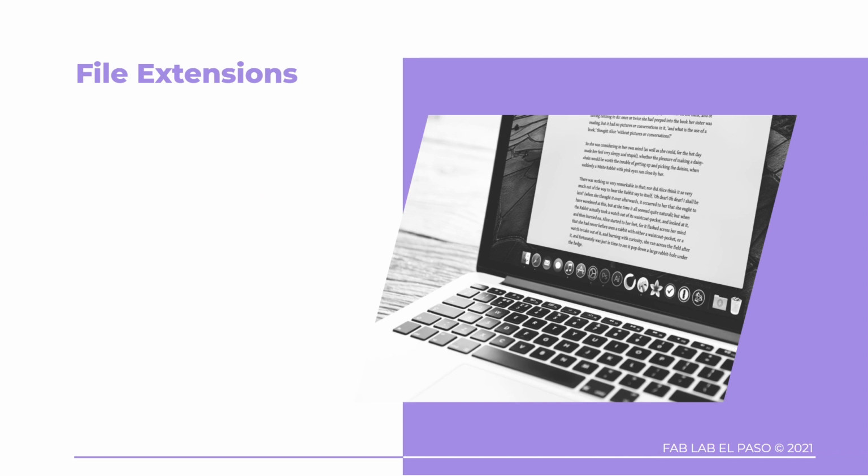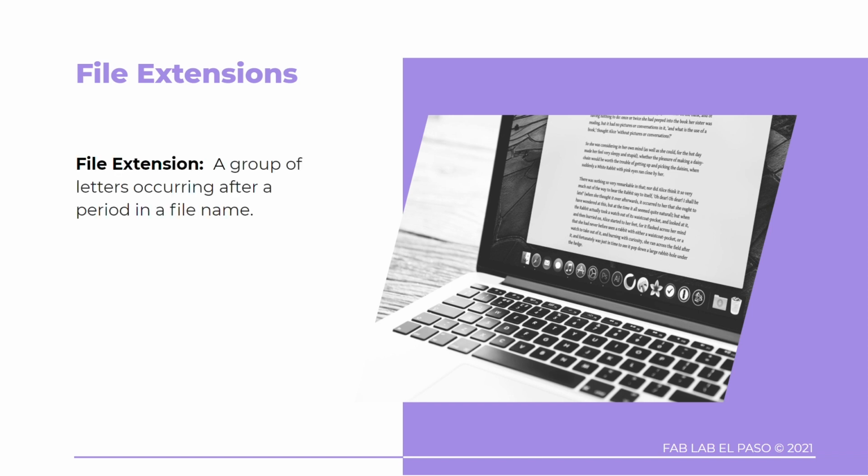Now that we have talked about digital files, we mentioned that all files must have a file name in addition to a file extension. So, what is a file extension? Well, a file extension is a group of letters occurring after a period in a file name. Before, in the previous slide, we talked about naming our files with a short description in addition to adding a versioning. But that file extension is going to come after that name and that version number.